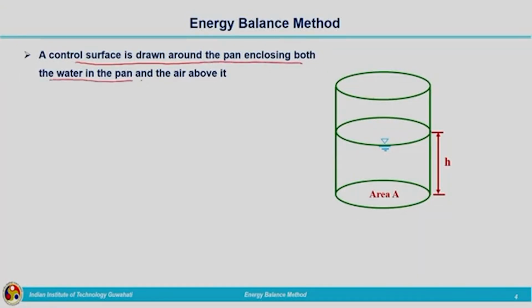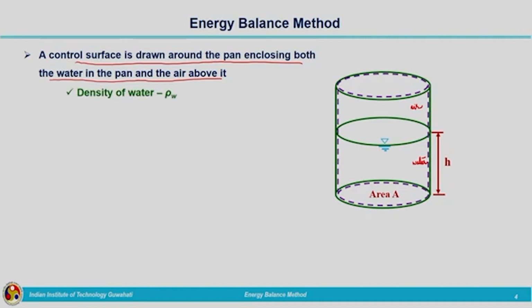enclosing both water in the pan and air above it. That is, water is filled up to a height of h and air is in the region above, water in the bottom part. So, this is the control surface which we are considering. This control surface is enclosing both liquid and vapor, water and water vapor.